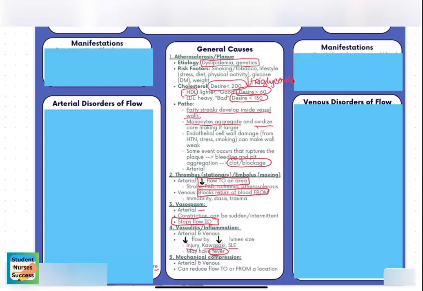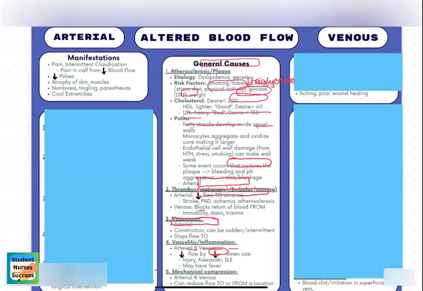You can also have mechanical compression that can alter flow through both arteries and veins. So, any pressure on the outside of an extremity that can compress and decrease blood flow can reduce flow to or from a location. Let's talk about the common manifestations of arterial issues.